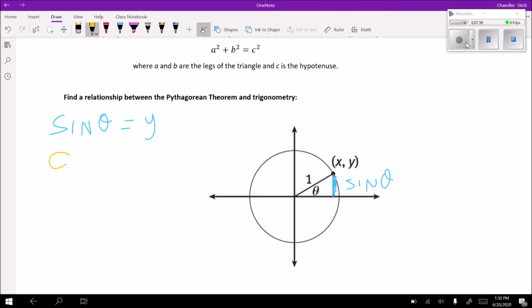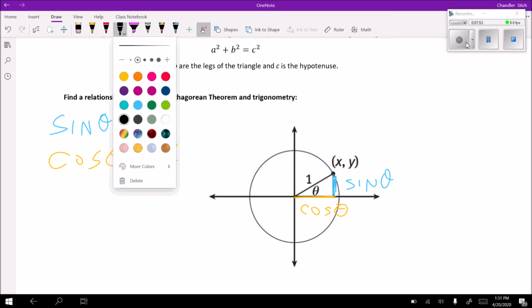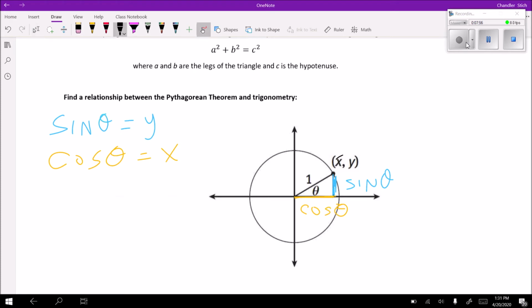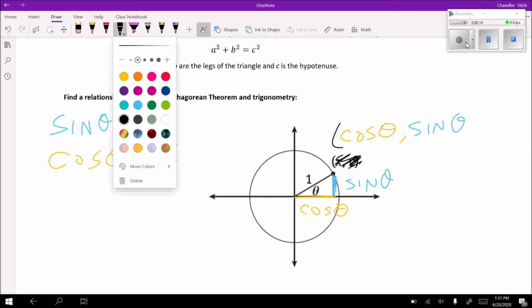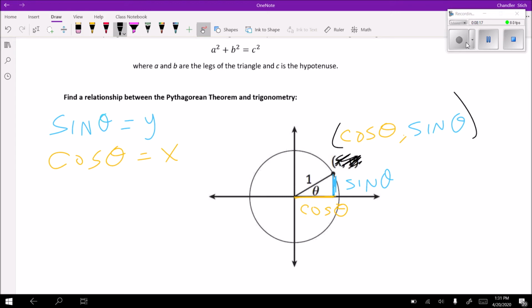Then we know cosine of theta is equal to x. My x is down here. This would be cosine of theta. Okay, so I'm just going to cross this out right here. I don't want to get confused. I'm going to cross this out and say I no longer have that. What I actually have is cosine theta, sine theta. Okay, that's really what I'm working with as a coordinate pair. Cosine theta, sine theta. Again, branching off of what we talked about on Tuesday, which was seeing that coordinate point as cosine and sine.